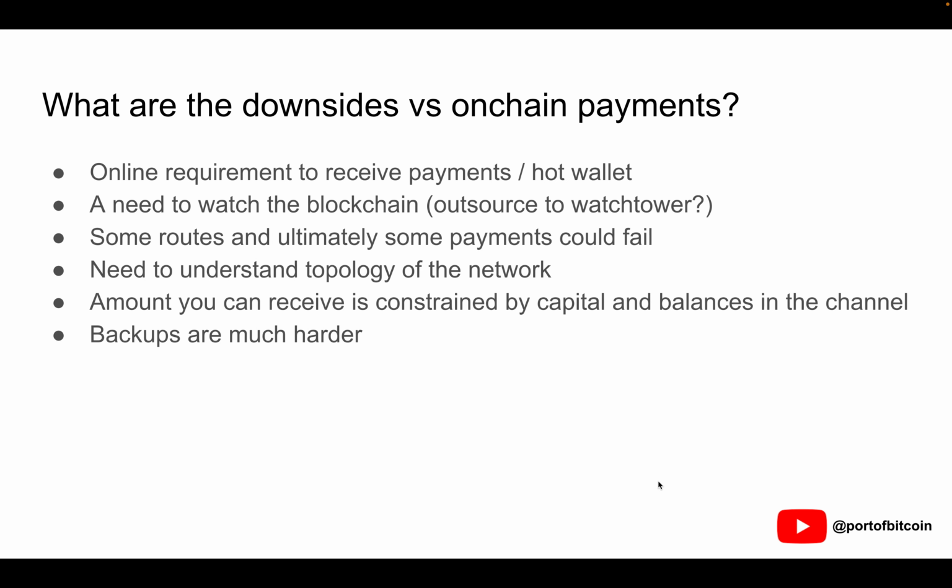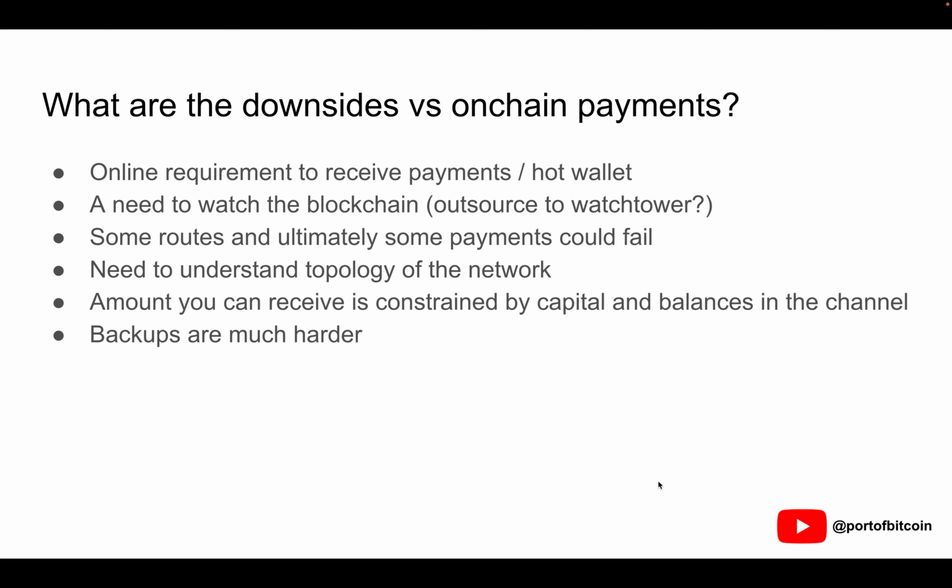Another downside is that some routes and ultimately some payments could fail. If there's no route to a destination, or the amount of the payment is so large that there's just no channels that can route such a large payment, then the payment could ultimately fail. You also need to understand the topology of the network, right? So Alice's Lightning node had to work out that she could route payments to Charlie through Bob, right? That was Alice's responsibility to work out if there was a route to get her payment to Charlie.